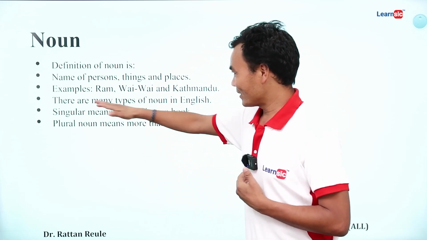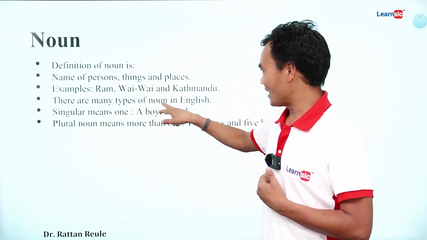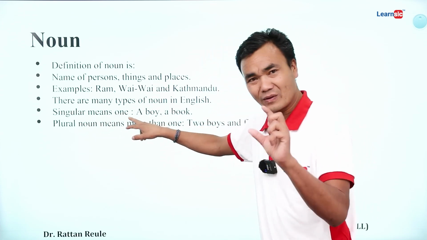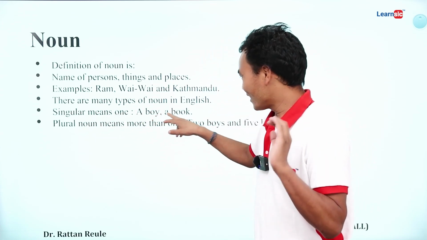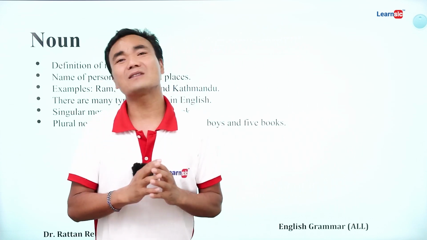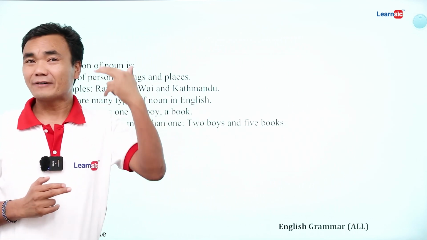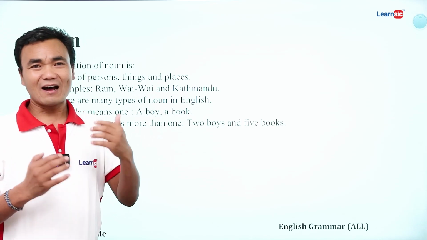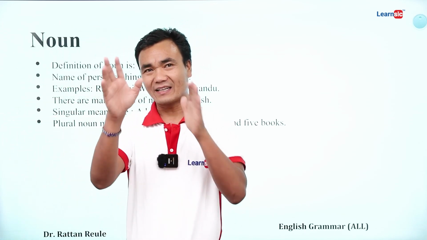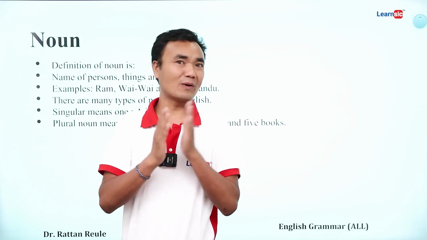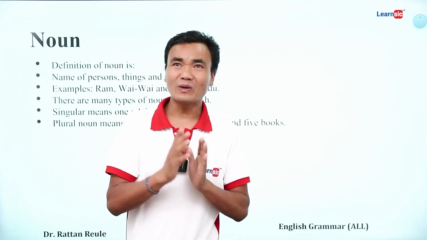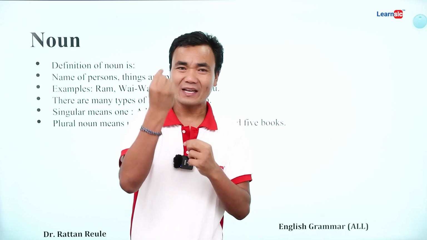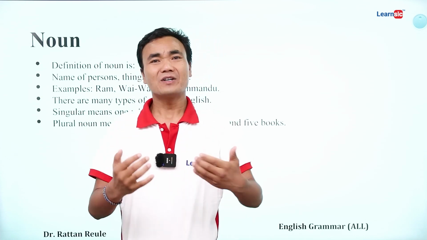Now there are many types of noun in English. Singular means one noun, one person. A boy, a book, these are examples of noun. So first, all the names are our nouns, and after that nouns are categorized into two parts: singular and plural, ekvachan and bahuvachan. Singular means only one and plural means more than one.